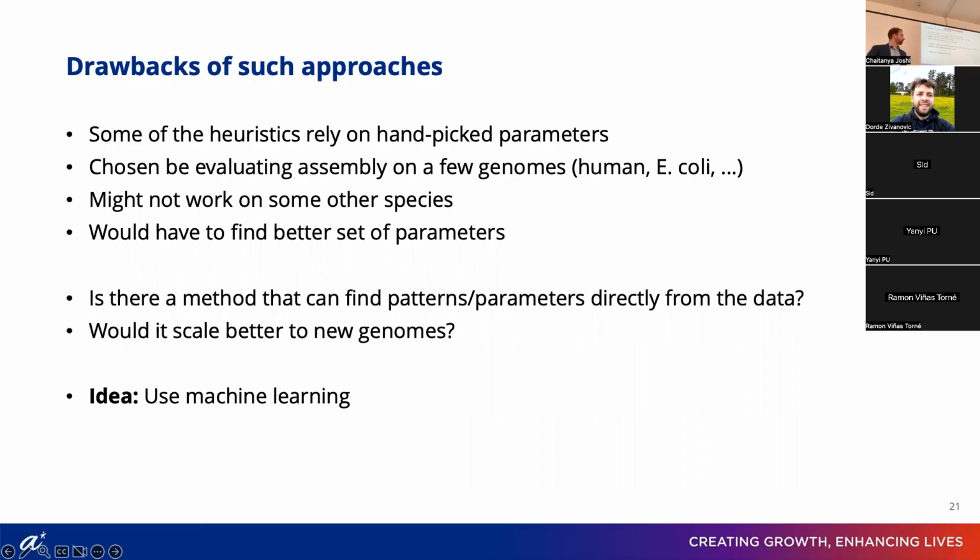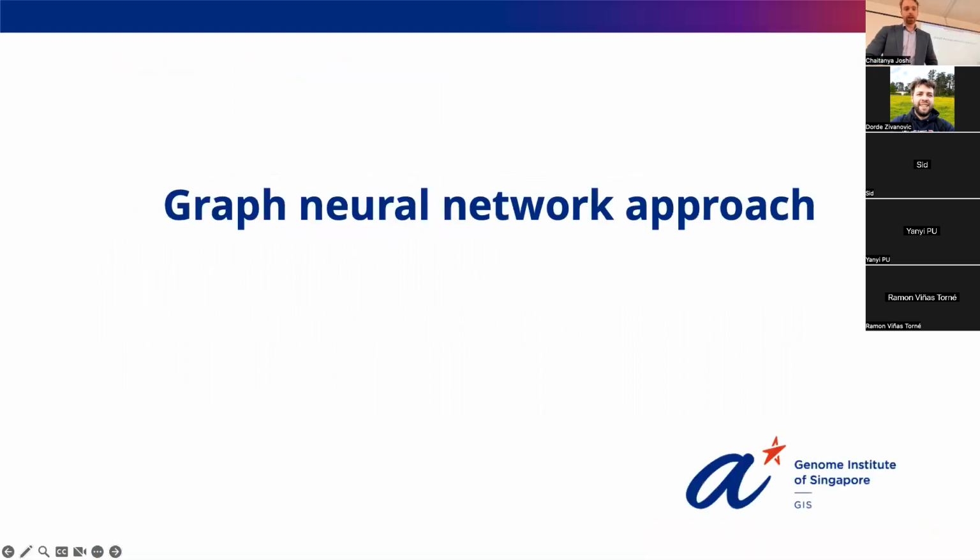We wanted to implement a method that would find the patterns directly from the data, not do all the manual inspection of the complex regions, so that it scales to new genomes in a way that it automatically can learn from having new genomes assembled. And that basically means use machine learning. If the current model works fine on the existing data and you get some new genomes that don't perform well, you can train on more data, the more data you have.